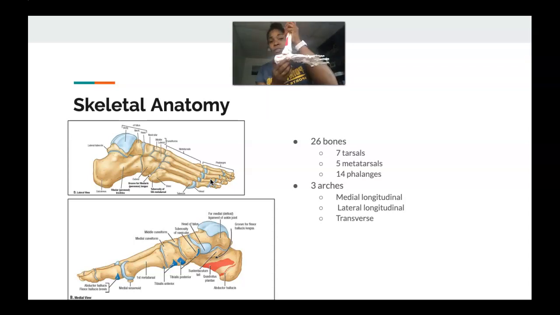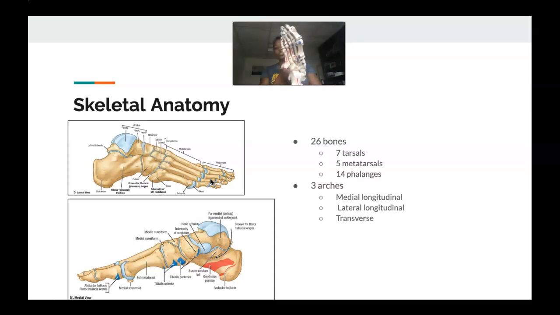We have our lateral longitudinal arch, which can be found on the lateral side of the foot. When that foot is in complete contact with the ground, you really don't see that lateral longitudinal arch. It goes away. Most often, in our patients or clients, we'll see a medial longitudinal arch, unless, of course, they have a flat foot. Then that arch drops down towards the ground.